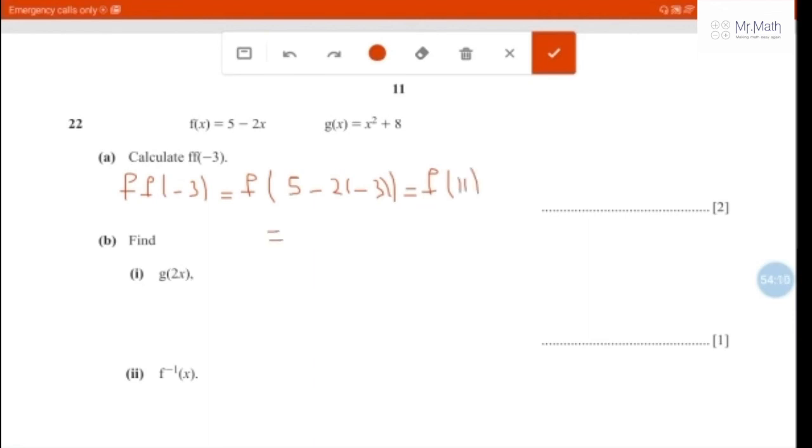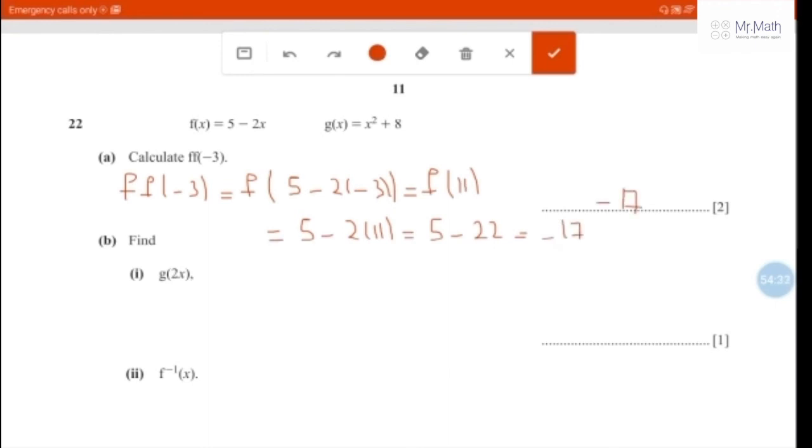Now, what's f of 11? So again, I substitute 11 into the function f of x. So I will get 5 minus 2 times 11. So it is 5 minus 22. And the answer is negative 17.